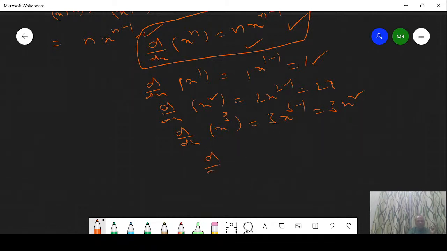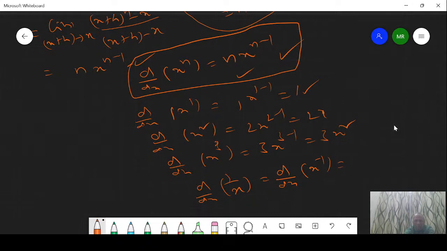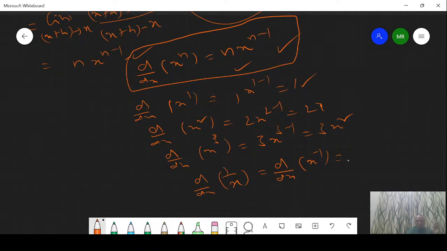Sir, can I do like this? D by dx of 1 by x. Yes, you can do this. Derivative of 1 by x. 1 by x means how to write? D by dx of x power minus 1. Correct? I can write like this. If I apply the formula, n into x power n minus 1, I can write minus 1 into x power minus 1 minus 1. It will be minus 1 into x power minus 2, minus 1 by x square.